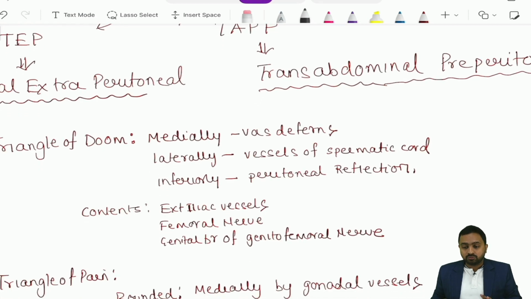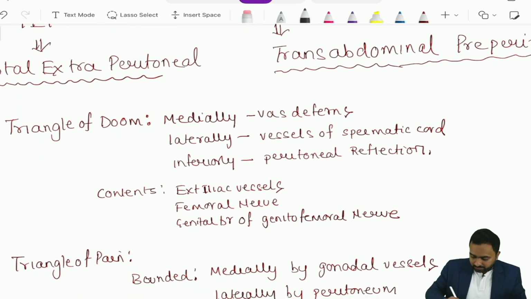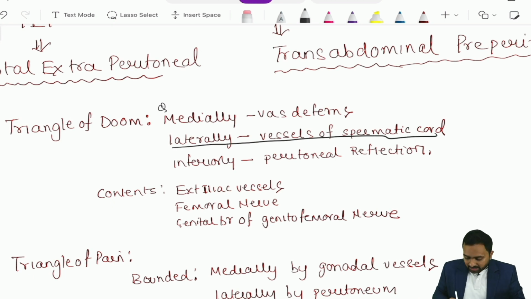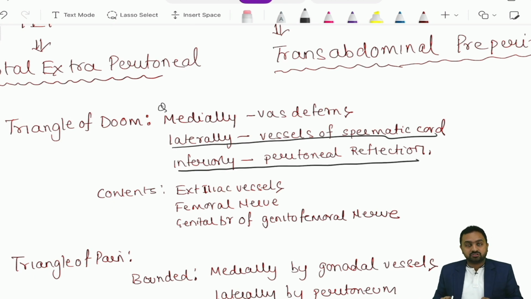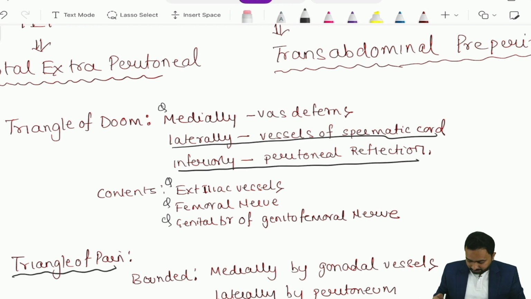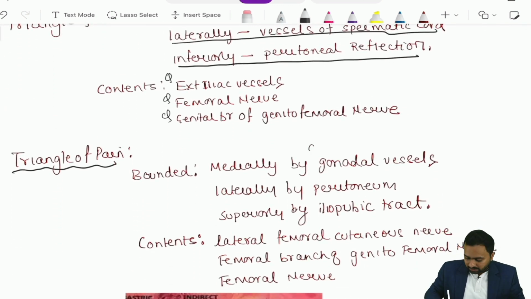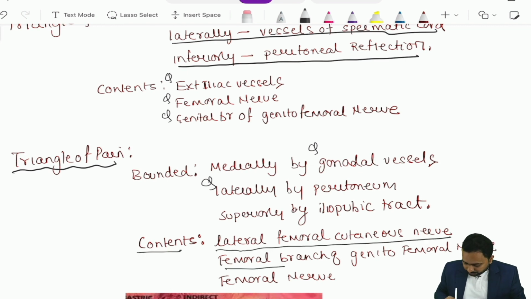One is your triangle of doom. So this triangle of doom is bounded medially by your vas deferens, laterally by vessels of spermatic cord, and inferiorly by your peritoneal reflection. The contents include external iliac vessels, femoral nerve, and your genital branch of your genitofemoral nerve. Then you have your triangle of pain. So this is bounded medially by your gonadal vessels, laterally by your peritoneum, and superiorly by your iliopubic tract. The contents are your lateral femoral cutaneous nerve, femoral branch of genitofemoral nerve, and your femoral nerve.